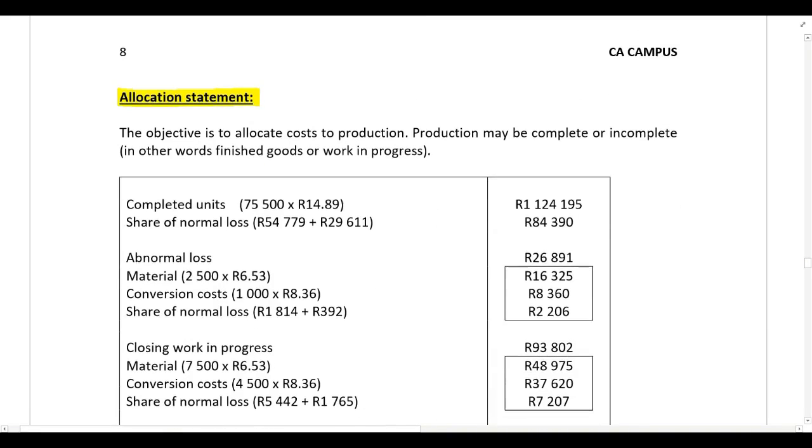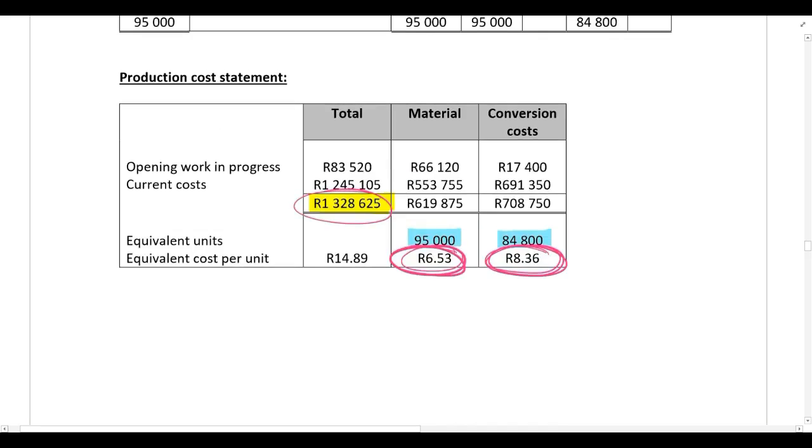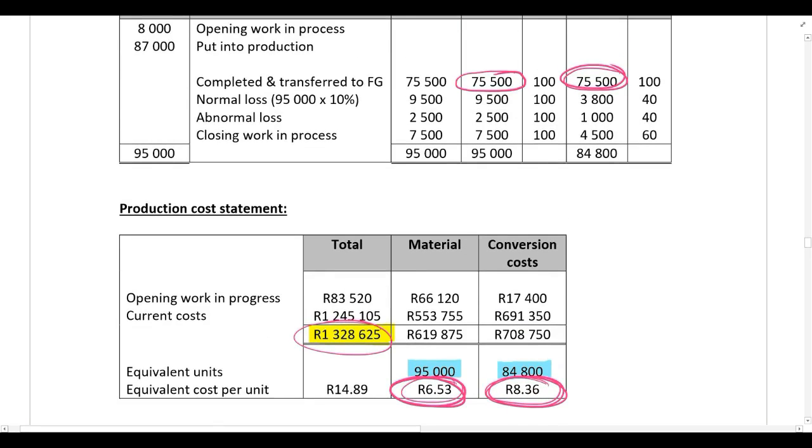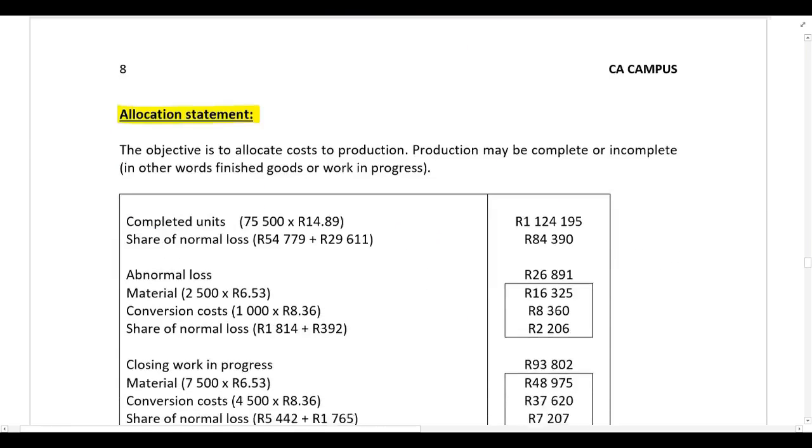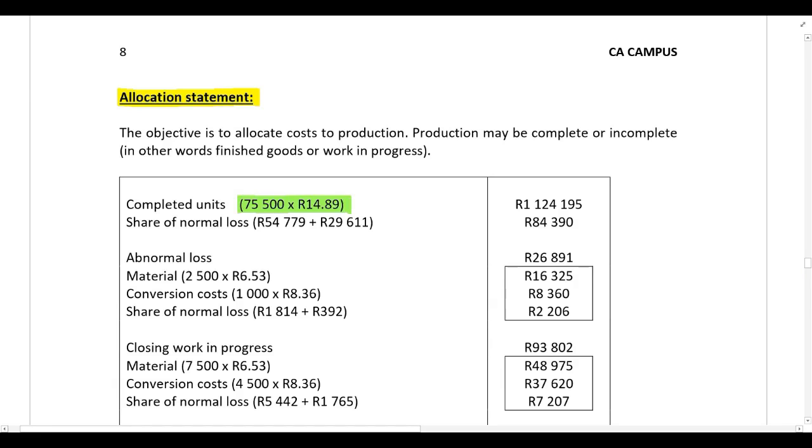Okay, so I said to you first, let's do the easy stuff first. For our completed units, just note, I said to you what you can do is you can take the units and multiply it out by the individual costs. But because the units are the same for both, you can also just say 75,500 times 14.89 Rand, the total. Okay, because both of them are exactly the same. So that's what I'm doing over here.